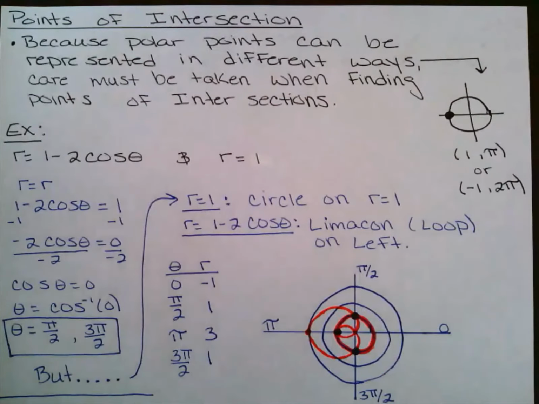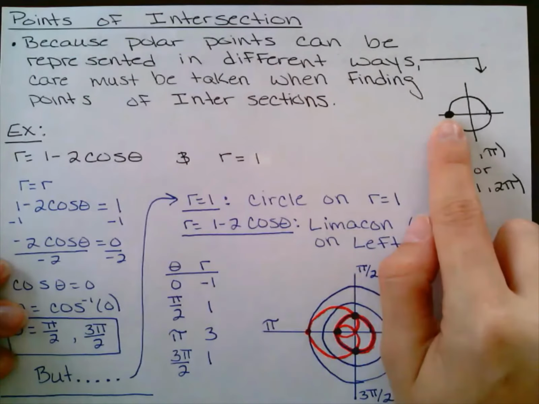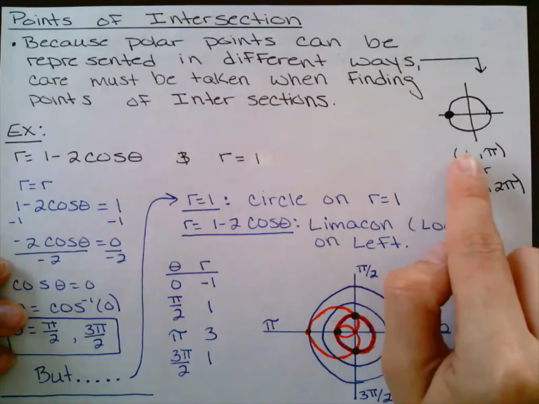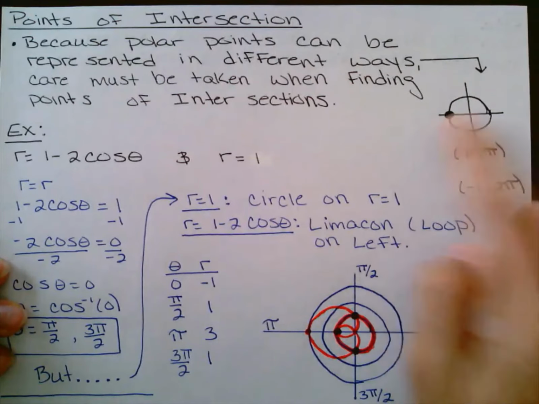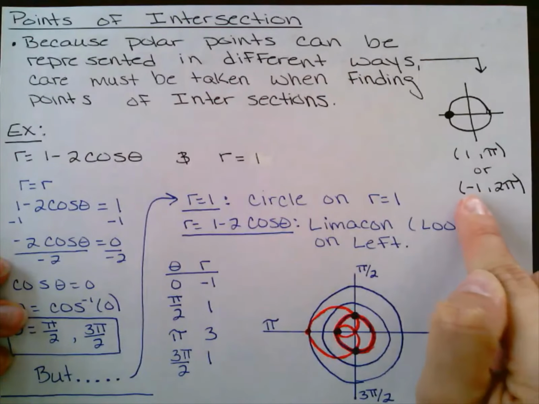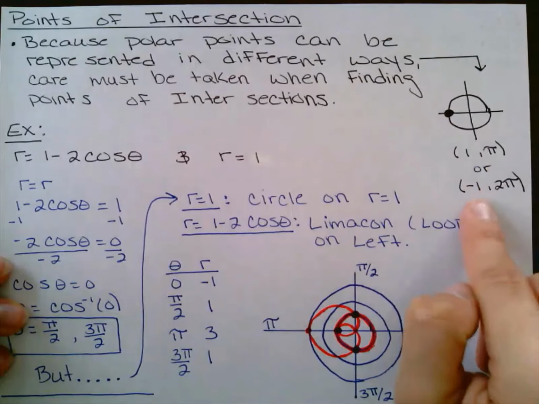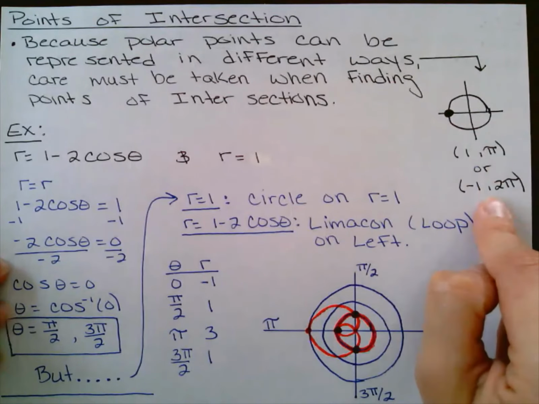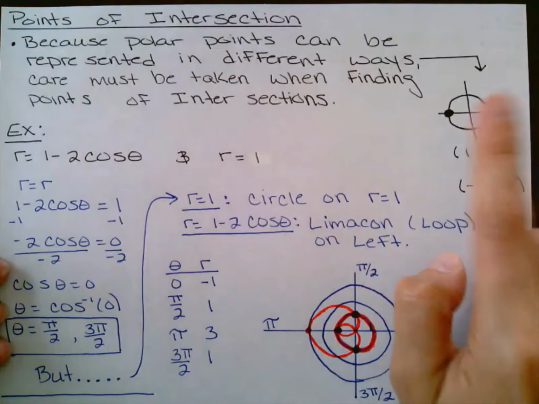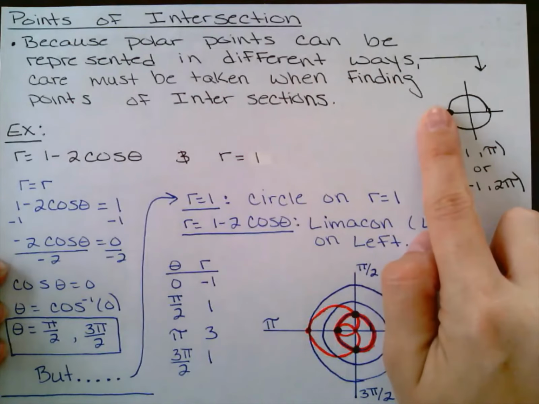Because polar points can be represented in different ways, you're going to have to be extra cautious when finding points of intersection, right? So for example, just this point on a polar form, I can call that 1 comma pi because I'm facing pi and going 1 out. Or I can call that negative 1 comma 2 pi. It means I'm looking at 2 pi, but I take 1 step backwards. Okay, we learned that in pre-cal. So if I have the visual, I know where I can find my points.